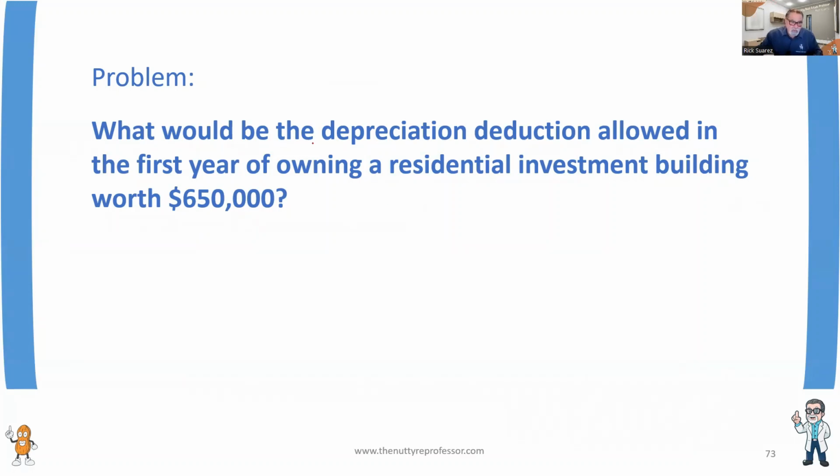All right, so what would be the depreciation deduction allowed in the first year of owning a residential investment building worth $650,000? So first of all, they're letting us know it's residential. That's a great clue. So all we need to do is take 650 and divide by 27.5. That's all we need to do. There's really nothing else.